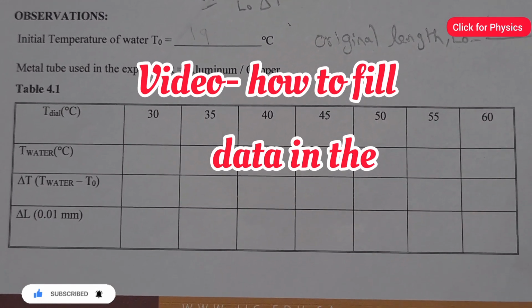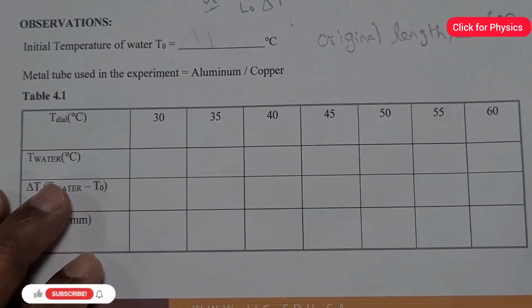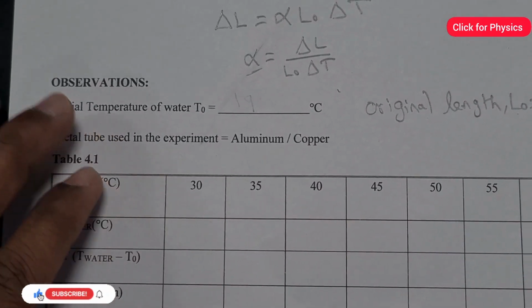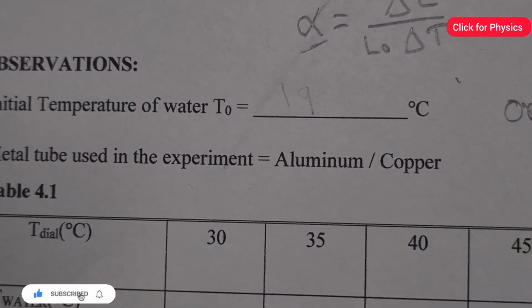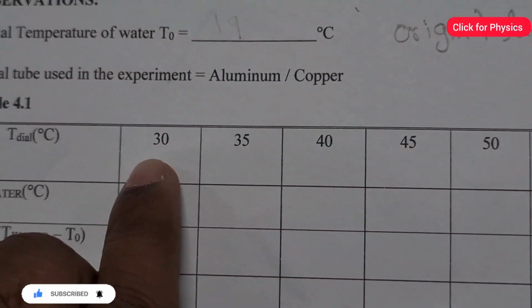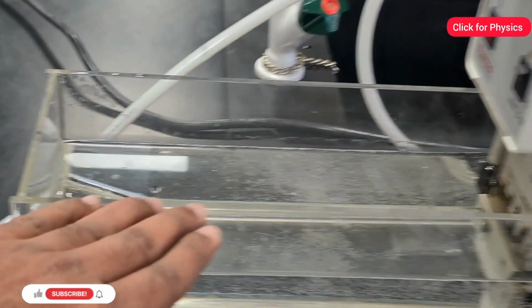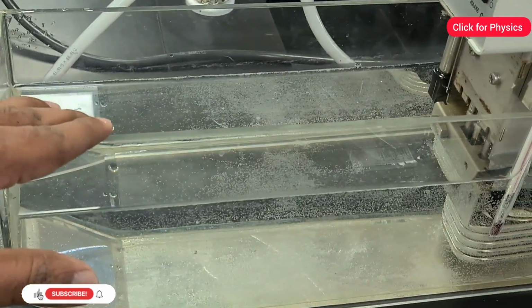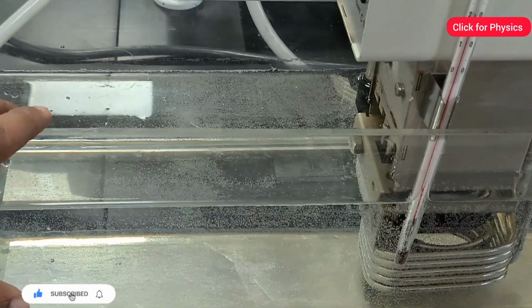Now I'm going to explain how to fill the data in this data table. Before that, we have to read the information given at the top of the table. First of all, we have to find the initial temperature of the water. Before you set the temperature to 30 degrees, we have to find the initial temperature of the water. So here we have the water bath. This water bath is filled with water and we fixed the thermometer. Now I'm going to find the initial temperature of the water by using this thermometer.